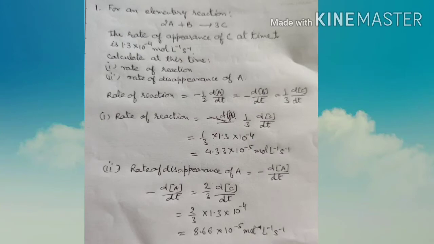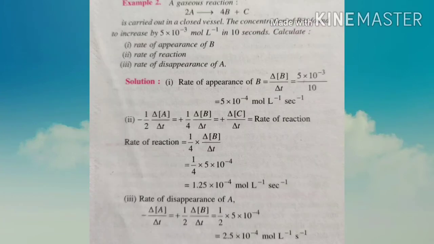Then the rate of disappearance of A is -dA/dt. This is equal to 2/3 dC/dt. So now it is equal to 2/3 × 1.3 × 10^-4, that is equal to 8.66 × 10^-5 mol per liter per second. Yes, now we see the next example.